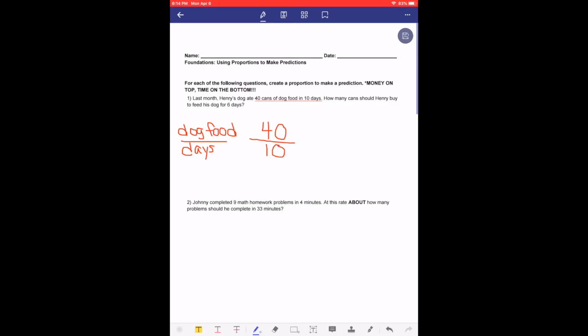Now to set up a proportion, remember we have two fractions. How many cans should Henry buy to feed his dog for 6 days? So they're giving us 6 days. Days goes in the bottom. So I'm putting 6 here in the denominator. Because I don't know how many cans of dog food, I'm going to make that X. Now we're going to cross multiply.